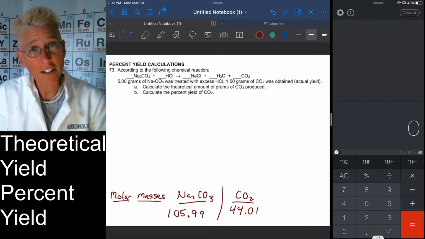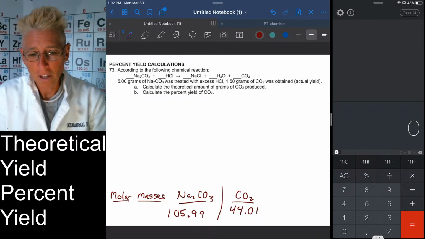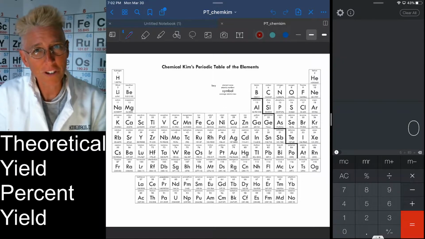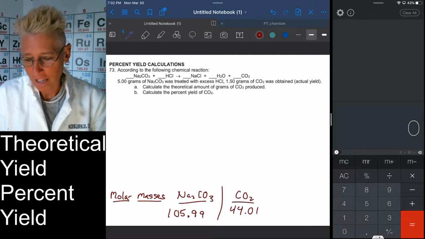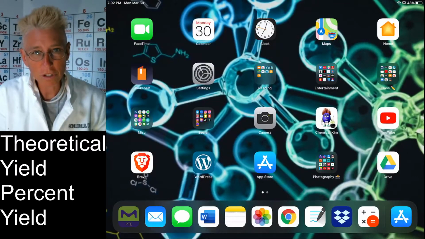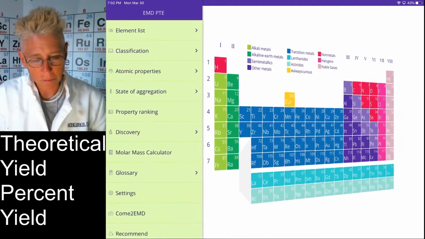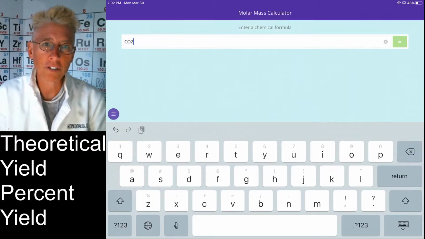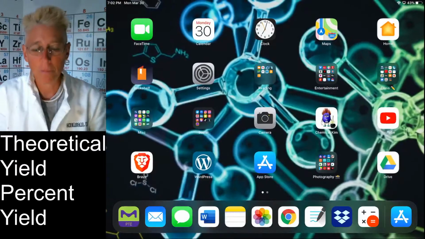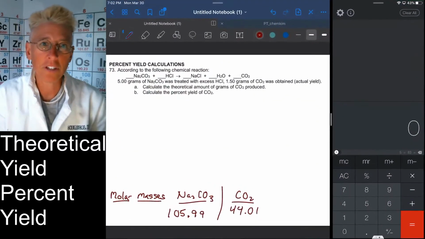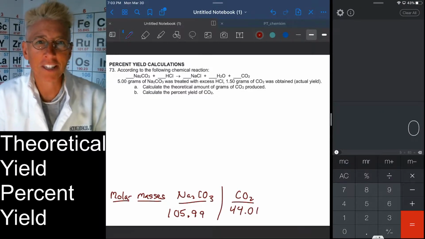You also want to have a calculator out in front of you. It would be most helpful always to have the periodic table. And on that EMD periodic table app, you can go to the menu option and have that molar mass calculator, which will help us find the molar masses of some of these values that we're going to be needing in the calculation.